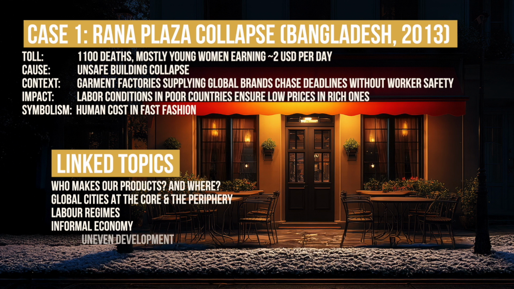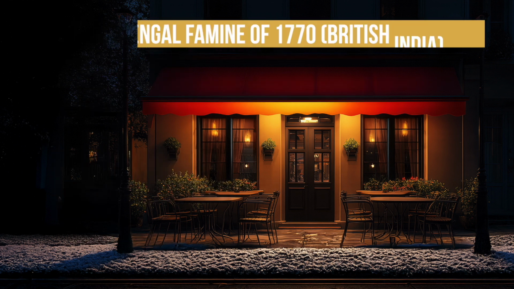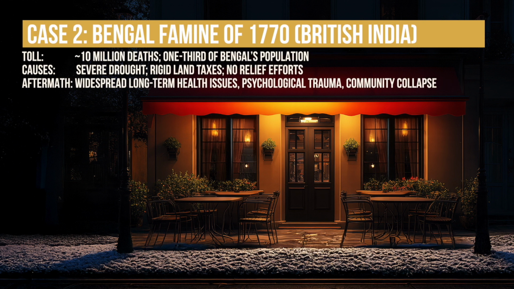more comprehensive picture. To illustrate this further, let's look at another example, the Bengal Famine of 1770 in British India. It was one of the worst famines in history, killing around 10 million people. That was about 1/3 of Bengal's population at the time. The famine began with a severe drought that devastated food production. However, British colonial policies exacerbated the disaster, turning it into a profound human tragedy.